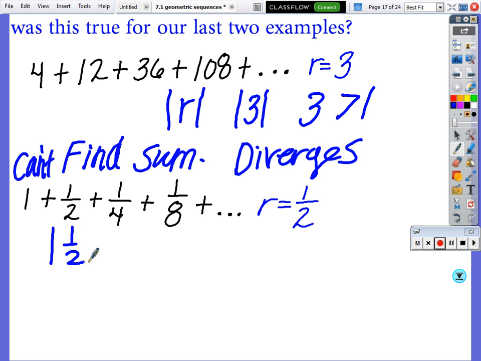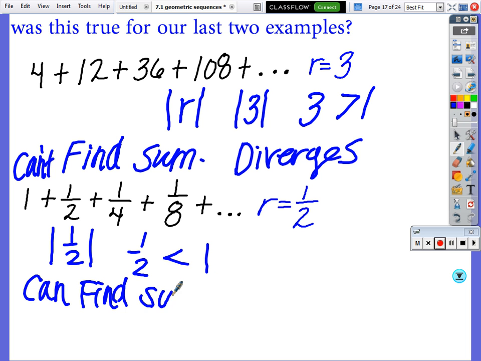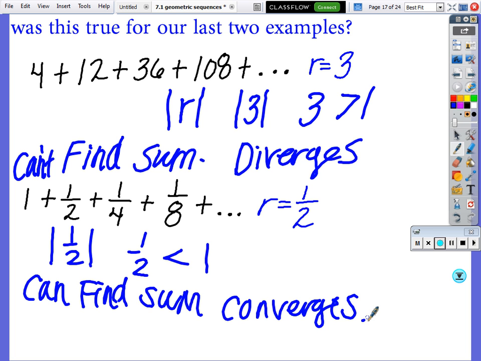Our ratio was 1/2. The absolute value of 1/2 is 1/2, and 1/2 is less than 1. So our series is getting smaller and smaller, so it's approaching 0. So we can find the sum. Can find sum, and it converges. It converges to a number. Okay, so that's how you're going to do the next problems.